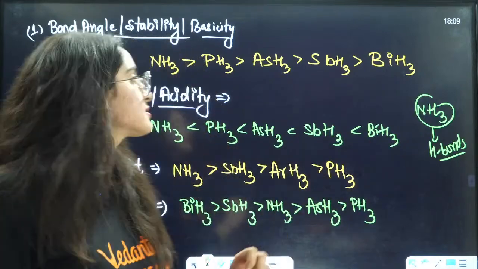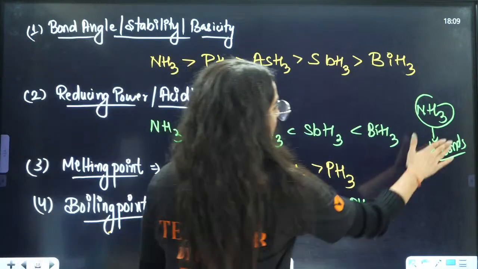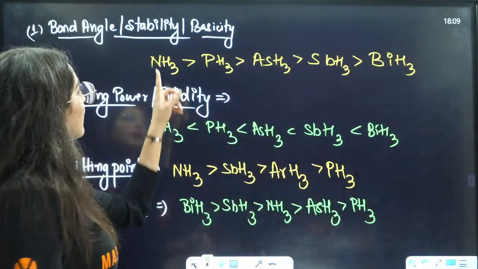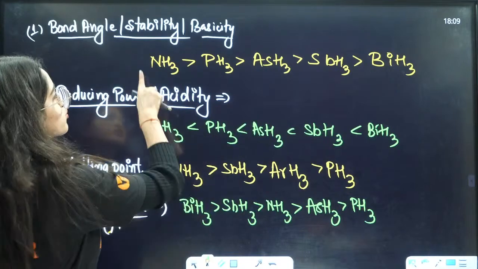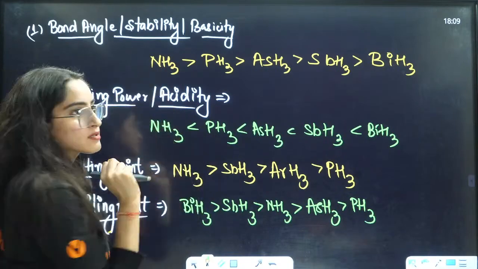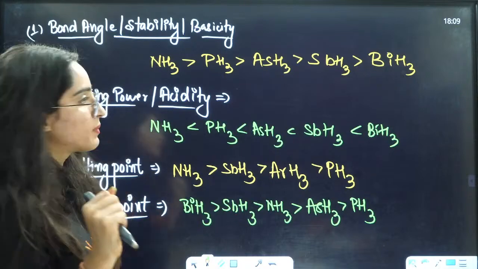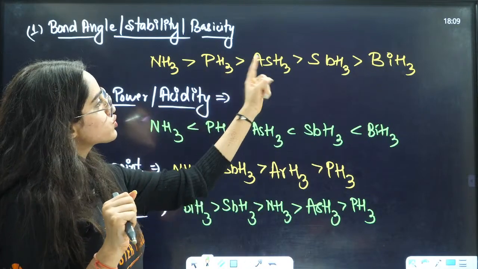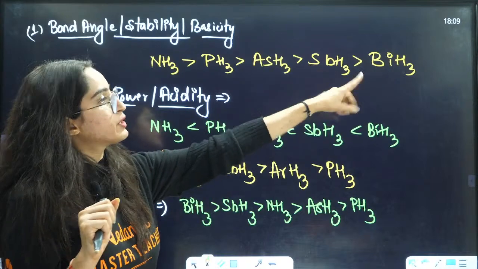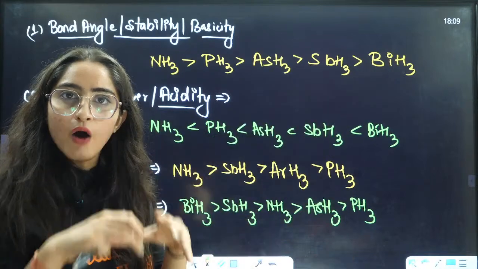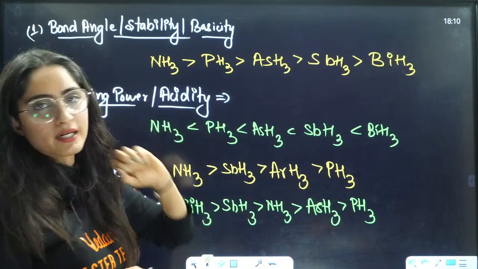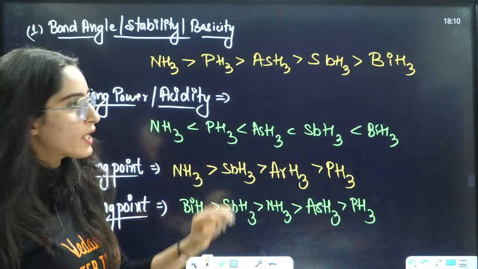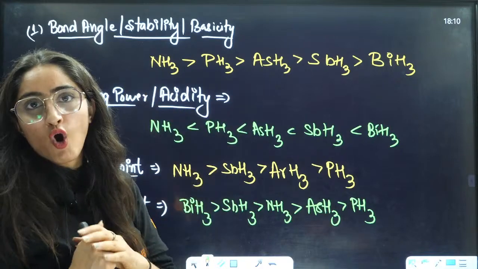And the other reason that you can say is hydrogen is in 1s, nitrogen is in 2p. So it is 2p overlapping, and the overlapping is really good here. That is why it is more stable. Here it is 2p 3p, here it is 2p 4p, 2p 5p, 2p 6p. That is why down the group overlapping will decrease and hence the stability will decrease. This is the same reason for your basicity.